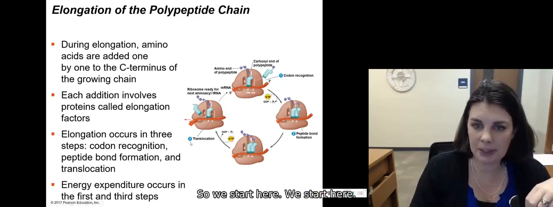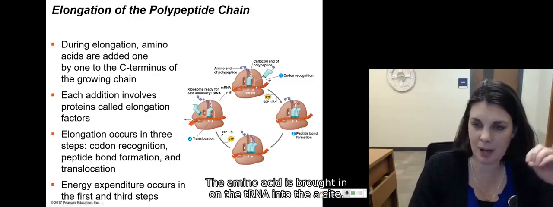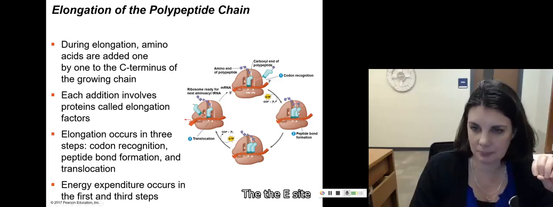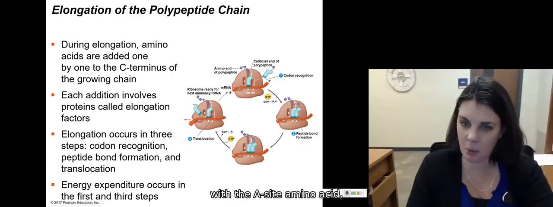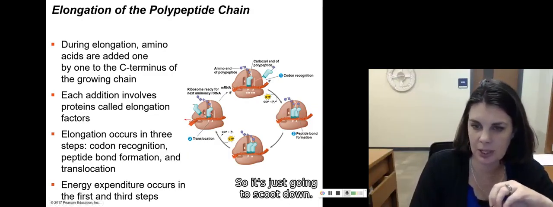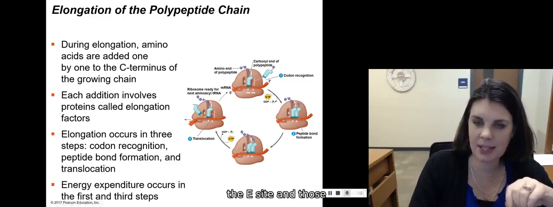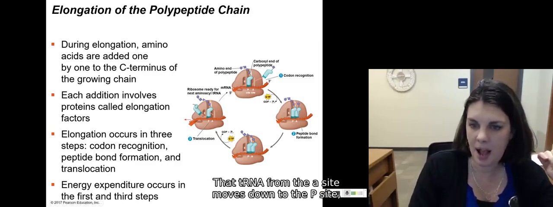Then during elongation, so we start here, the amino acid is brought in on the tRNA into the A site, so then the A site and the P site are both filled. The P site amino acid forms a peptide bond with the A site amino acid. Then the whole thing shuffles down, so it's just going to scoot down, and then the tRNA from the E site goes off. It can go find a new amino acid and keep working.